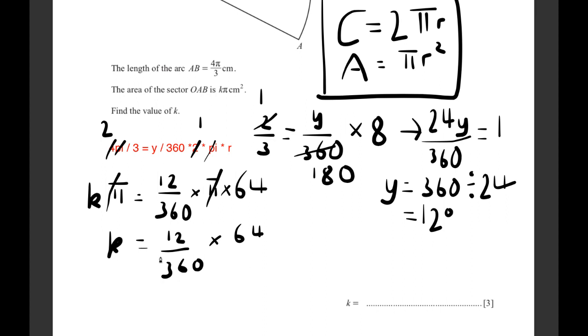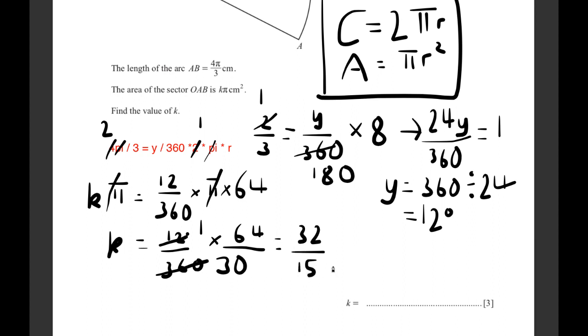Well, I think I can just say that 12 goes into 12 once. Why is it not working? 12 goes into 12 once. This 12 goes into 360 30 times. I'm getting the right answer here. Okay, so then we get 64 over 30, which is equal to 32 over 15.